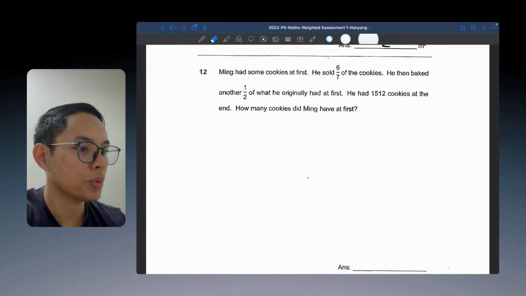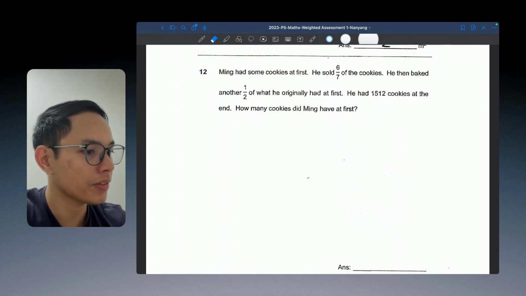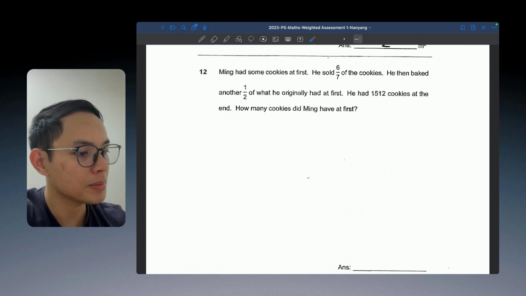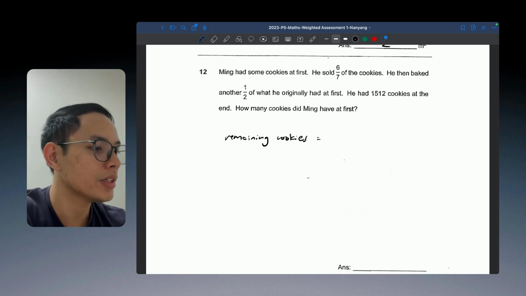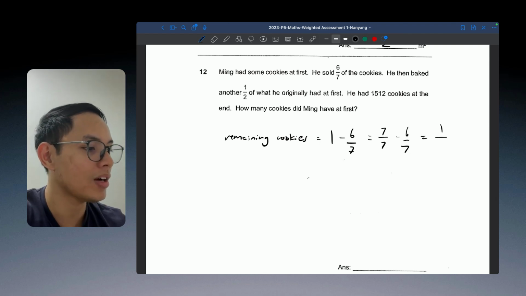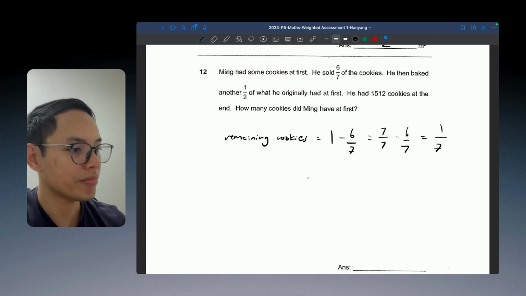All right. Question 12. Ming had some cookies. He sold 6/7 of the cookies. So let's do that first, right? So let's see what is left. So first step is basically remaining cookies, or cookies left. So 1 minus 6 over 7. Okay, so this is pretty straightforward. This should be 1 is equal to 7 out of 7 minus 6 out of 7, right? And this should be 1 out of 7. Okay, all right, so he is left with 1 out of 7 remaining cookies. Okay, good. Let's move on.